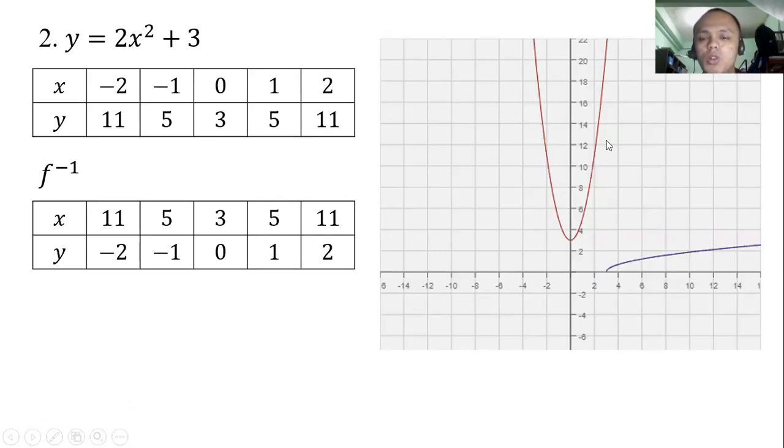Itong red one, ito yung graph ng 2x squared plus 3, since quadratic function siya. While this one, this blue one, would be the graph of its inverse. Ganyan lang, walang extension niya pa. See the difference, no? Yan ang pinagkaiba ng mga may extension, di lang nag-appear. Supposedly dapat parabola to facing at the right side. Okay?